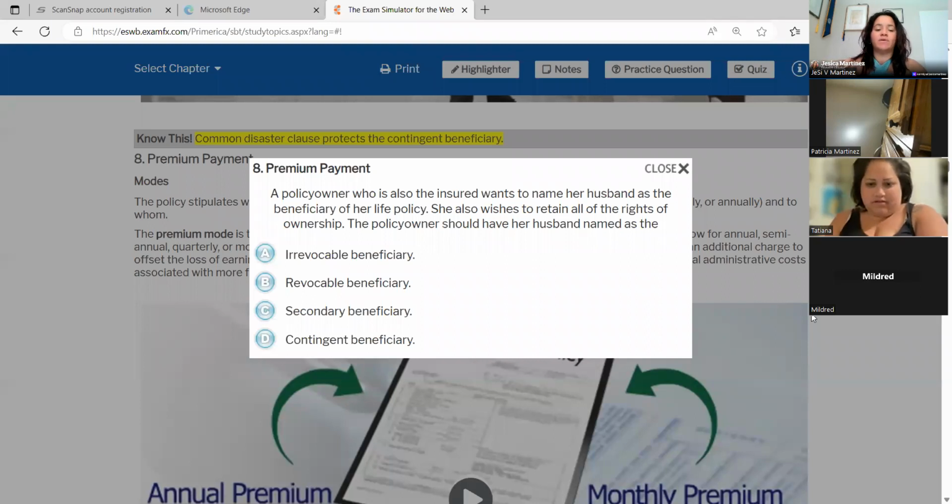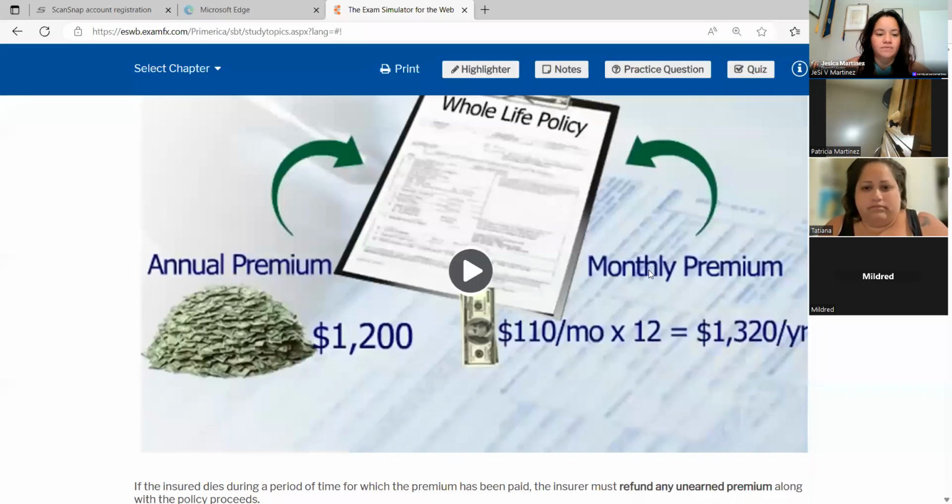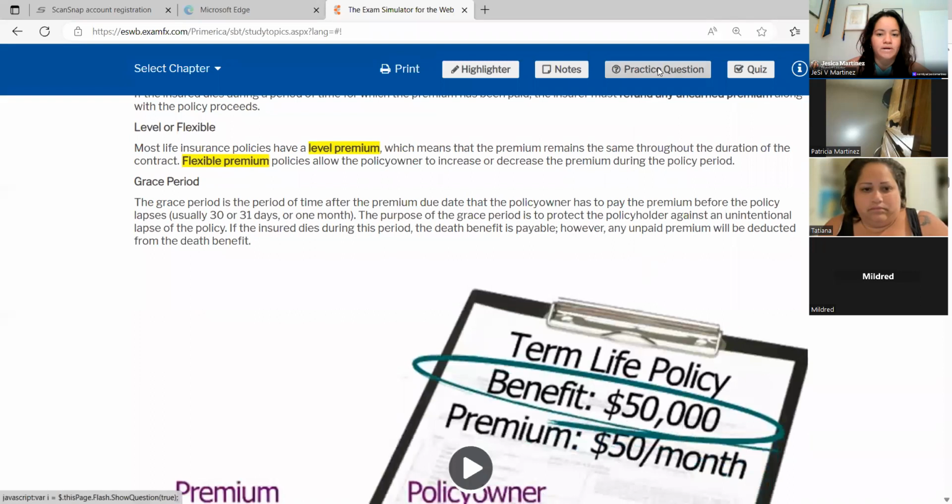So off the bat, secondary and contingent beneficiary mean the same thing. So you can automatically eliminate both, because there is no reason why they should be giving you the same option in there. So it'll be a revocable beneficiary. When I first heard the ownership, I thought about irrevocable or revocable. I didn't even look at C or D. When you're sitting for the exam, read the question twice and then automatically eliminate two. In this case, secondary and contingent are out of the question. Okay. A little bit more.